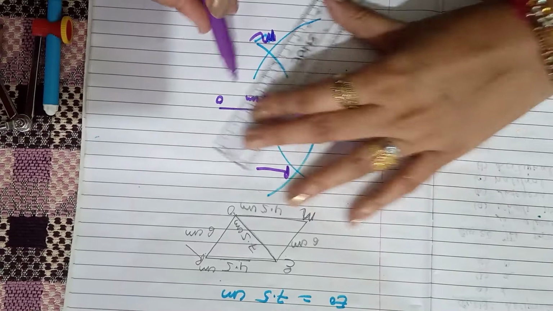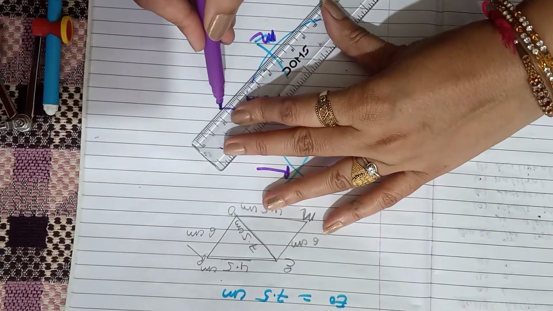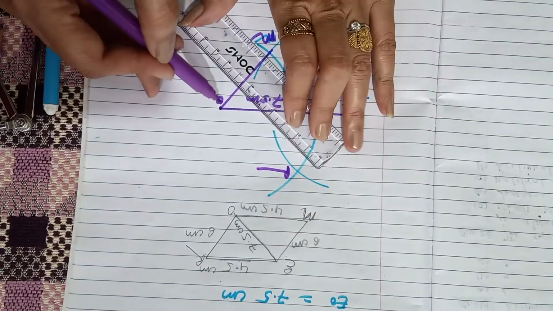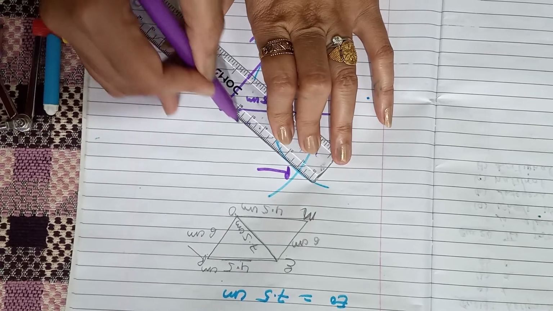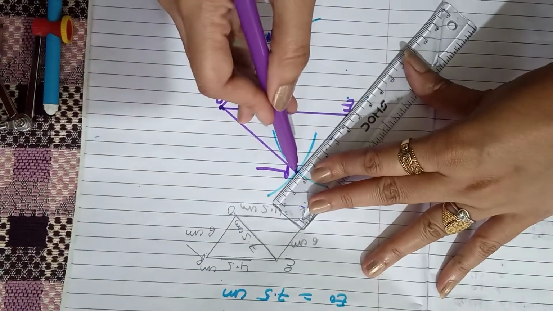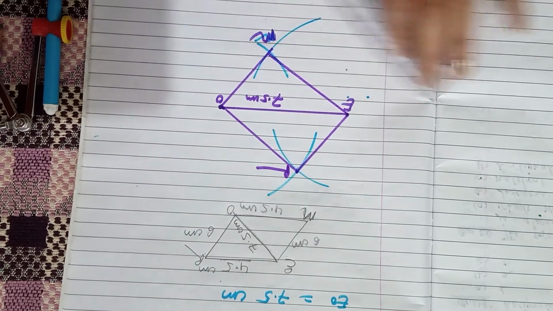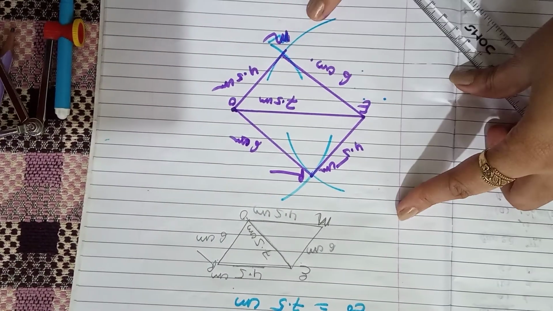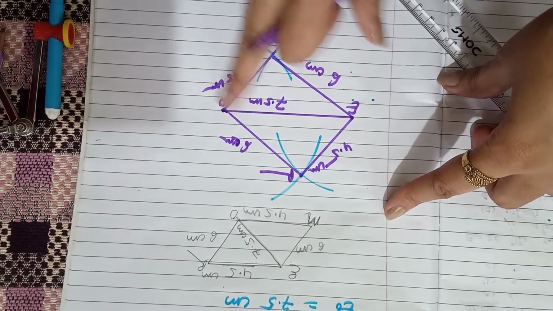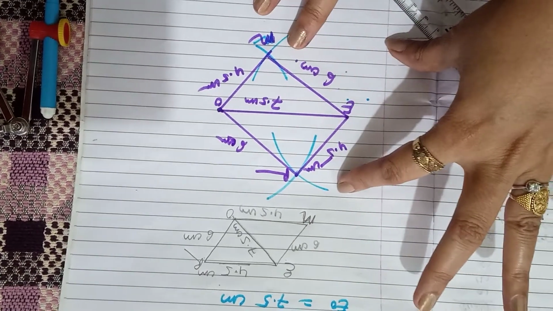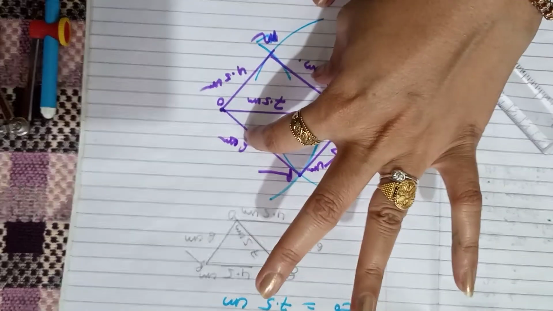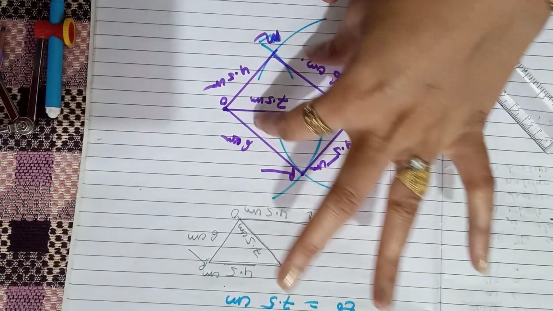Now we join MO, OR, RE and EM. So parallelogram MORE is ready. Here the opposite sides of a parallelogram are equal.